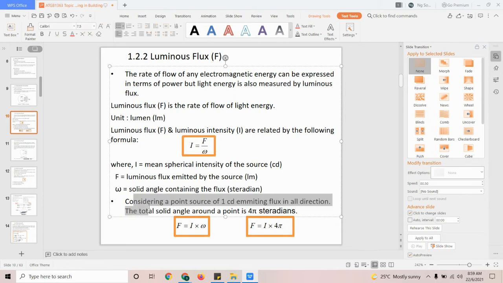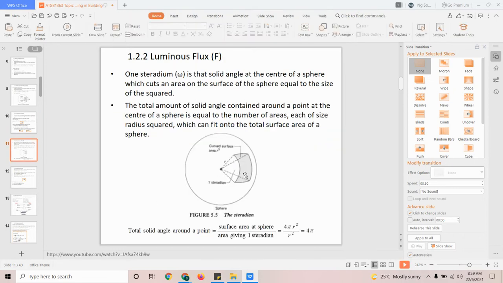Next, if you look at it here, when we consider a point source of one candela emitting flux in all directions, the total solid angle around a point is 4 pi steradians. A bit more information on what a steradian is: a steradian is this cone shape. So what makes a total solid angle around a point? This total solid angle around a point is measured in steradians.